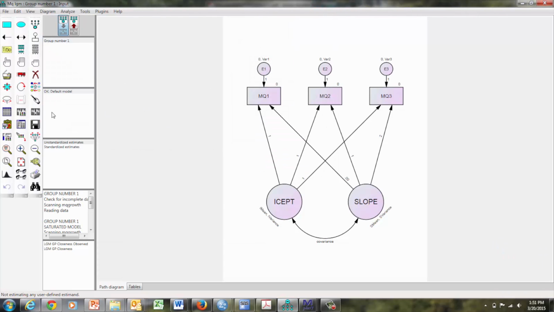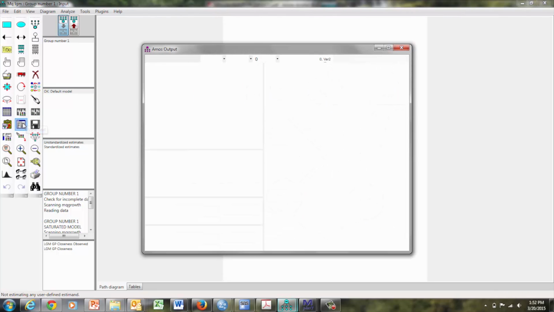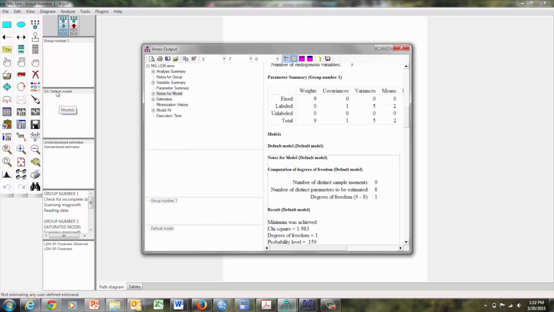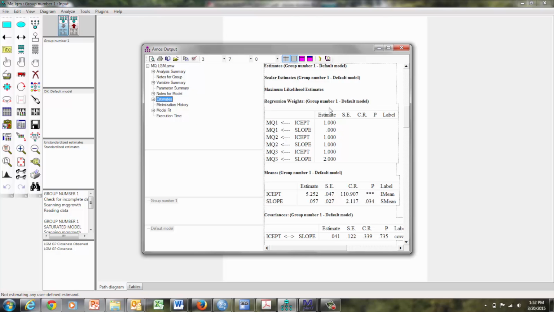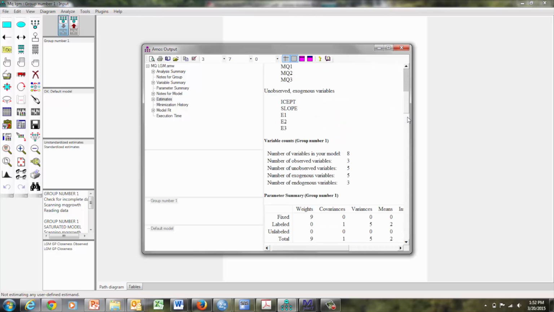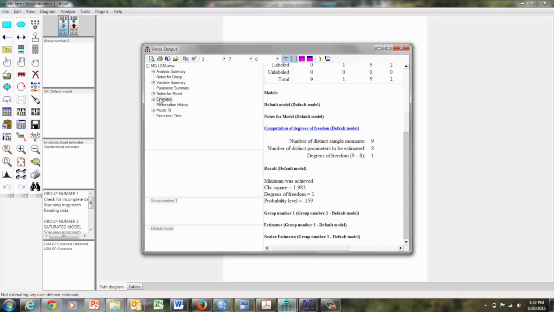And now I'm going to go straight to the output here. Default model OK tells me that it ran. I would normally look at model fit. Well, minimum was achieved also tells me it ran. Normally I would look at model fit before I interpret any outcomes or any of my data. For the sake of time, I'm just going to go straight to the intercept and slope means by clicking on estimates here.